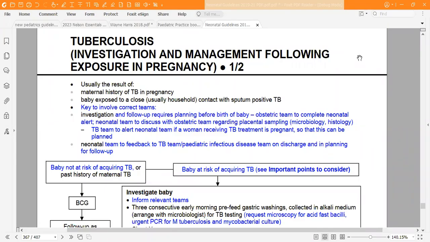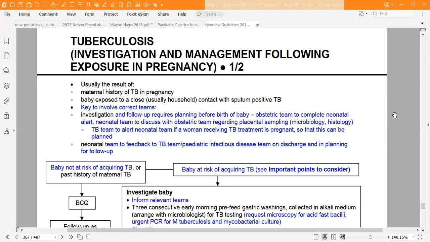Good morning. Today we are going to read the TB guidelines from the Neonatal Pediatric Guidelines, the Blue Book. Just to continue this topic, let's start. Okay, investigations and management following exposure in pregnancy.